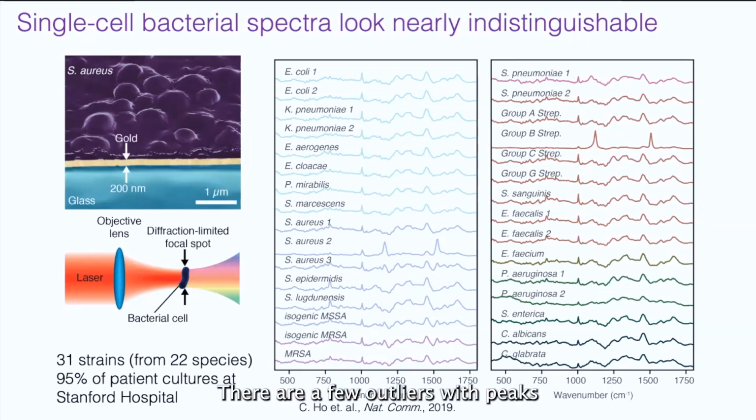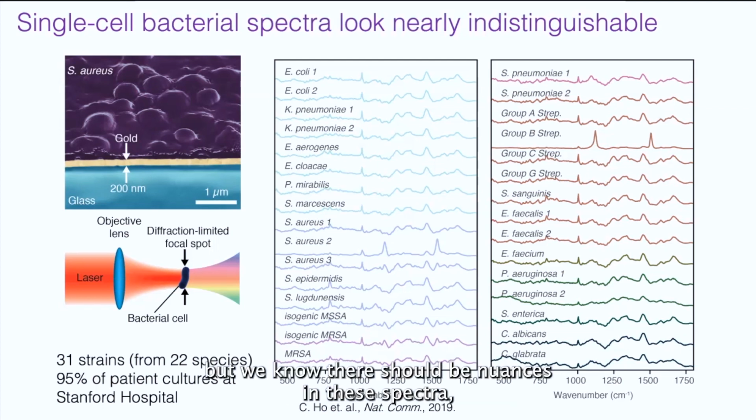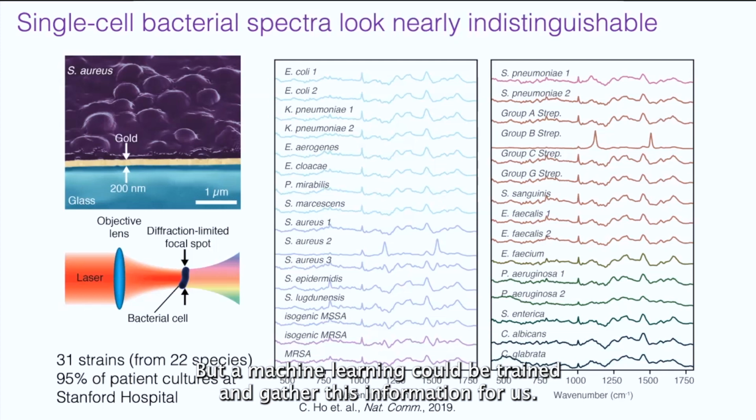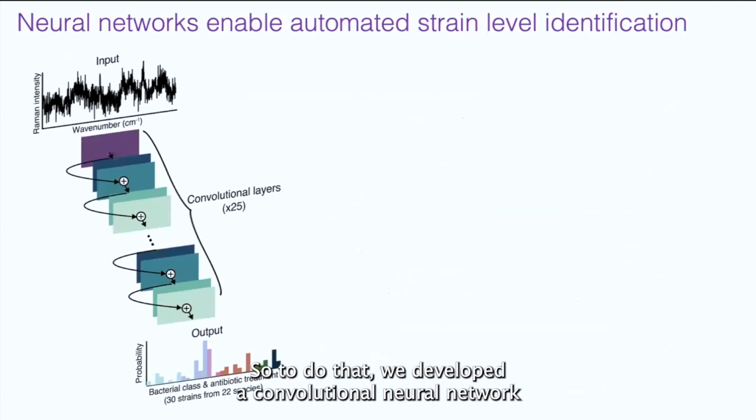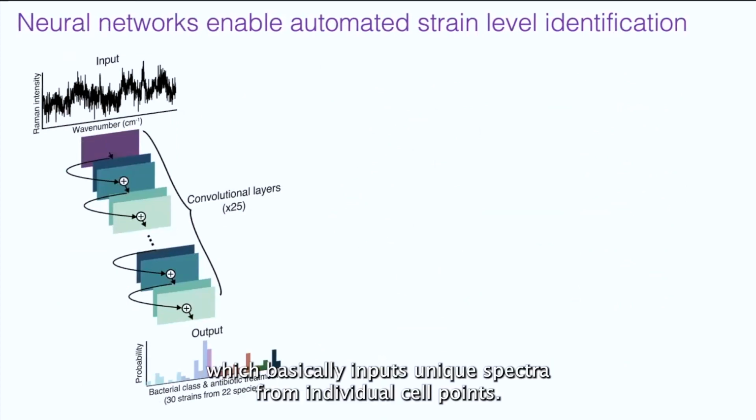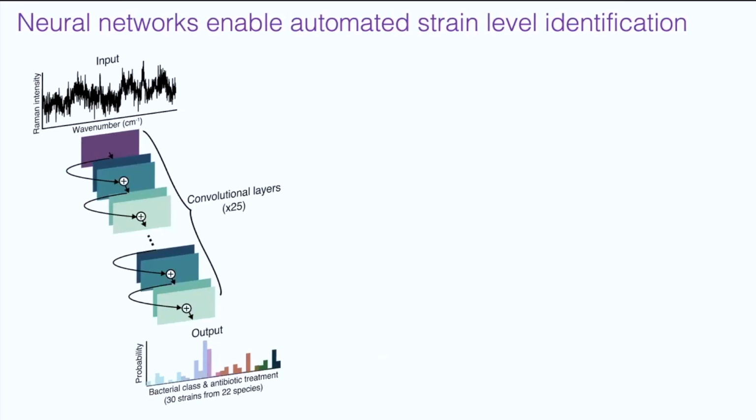There are a few outliers with peaks that are different from others. But we know there should be nuances in these spectra, which we're not able to identify this way, but a machine learning model could be trained and gather this information for us. So to do that, we developed a convolutional neural network, which basically inputs unique spectra from individual cell points.